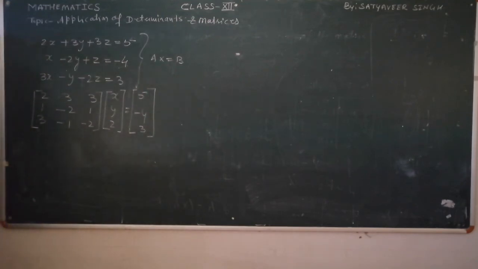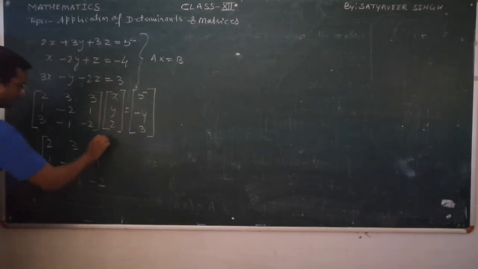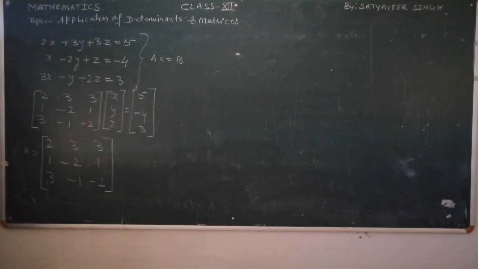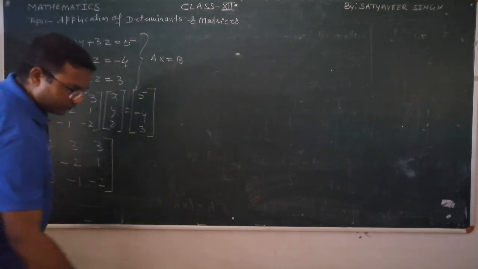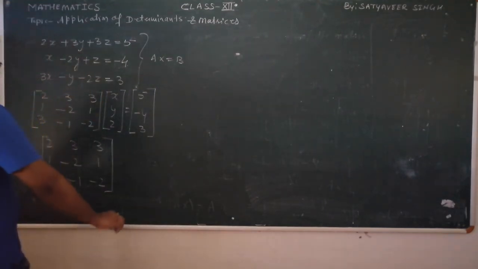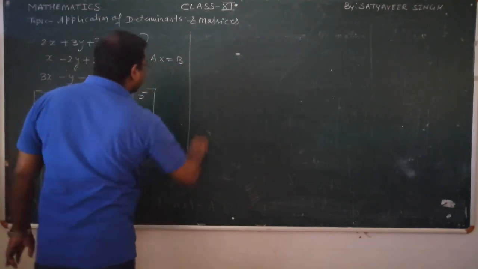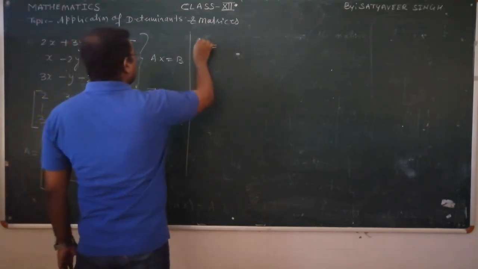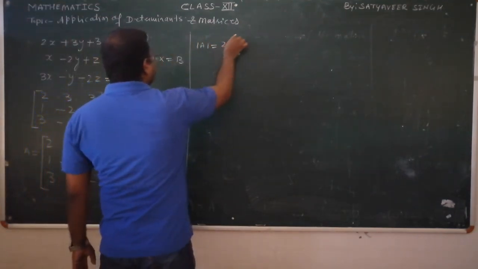See now. So matrix A we got from here. Matrix A is this only. It is 2 3 3 and 1 minus 2 1 and 3 minus 1 minus 2. See student, you will have to check the consistency. Further you will solve yourself. I am just taking the consistency in this video. So you can check the consistency for finding the determinant of this matrix A. So determinant A I am calculating.